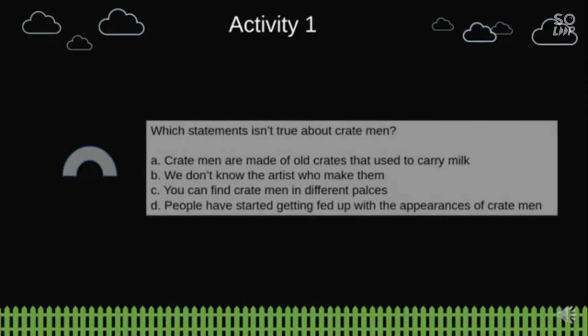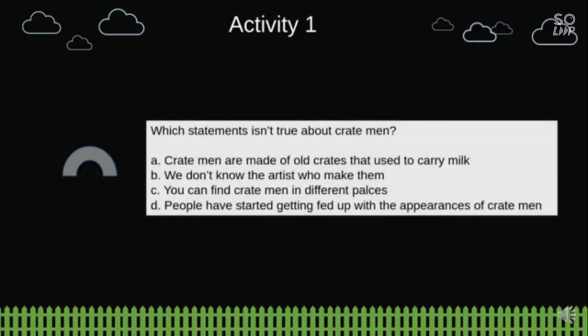Next, we have number 5. The last question is, which statement isn't true about the crate men? A, crate men are made of old crates that used to carry milk. B, we don't know the artists who made them. C, you can find crate men in different places. D, people have started getting fed up with the appearance of crate men. So you can give the answer in the comment down below or in your notebook.